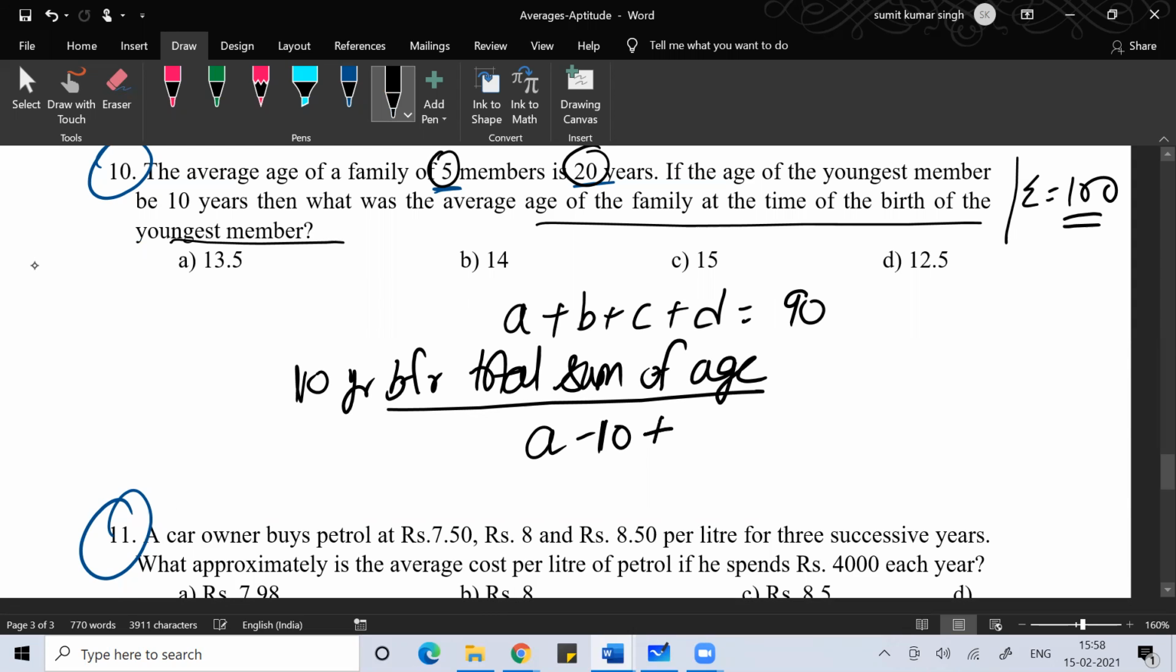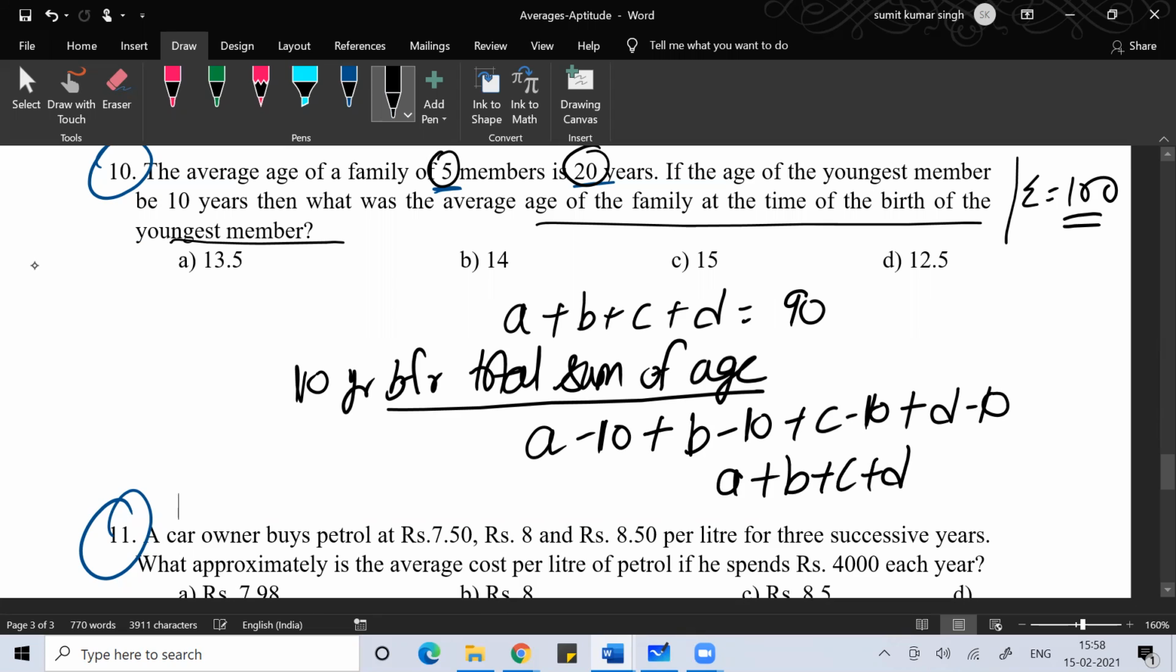So A's age 10 years before was A minus 10, B's age was B minus 10, C's age was C minus 10, D's age was D minus 10. So the total age was A plus B plus C plus D, minus 40. Only 4 members are there. This total age means 90 minus 40, which is 50.